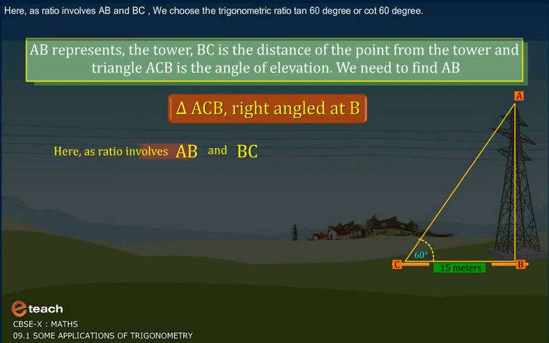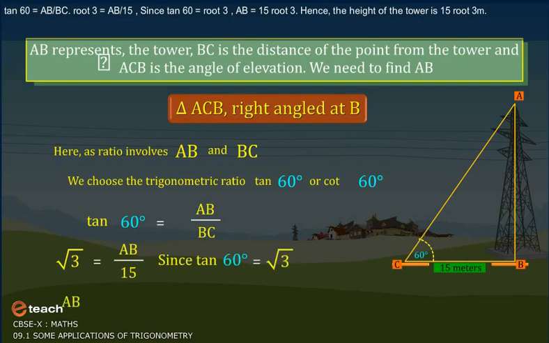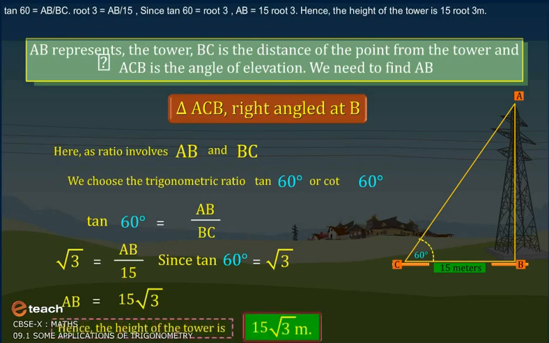Here, as the ratio involves AB and BC, we choose the trigonometric ratio tan 60 degree or cot 60 degree. Tan 60 is equal to AB upon BC. Root 3 is equal to AB upon 15. Since tan 60 is equal to root 3, AB is equal to 15 root 3. Hence, the height of the tower is 15 root 3 meters.